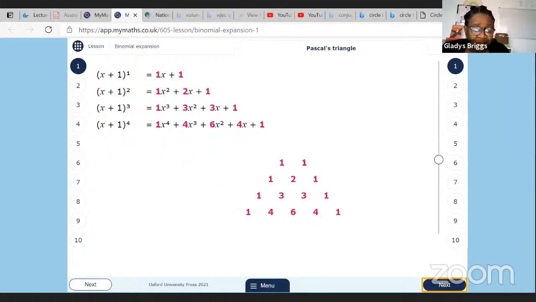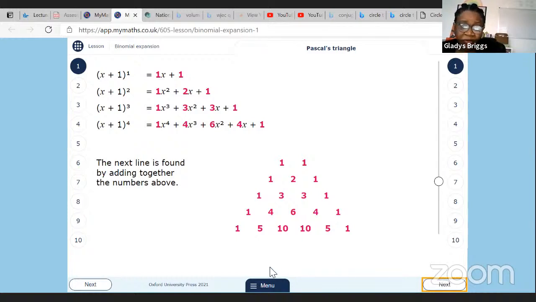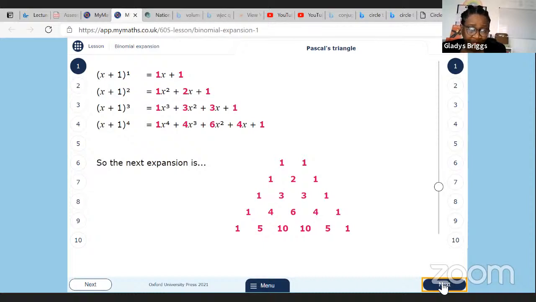So that's the triangle. The next line is found by adding the numbers above, okay? So of course, you know what the next line is going to be. So write another line of your Pascal's triangle. Write this other line of your Pascal's triangle for me.